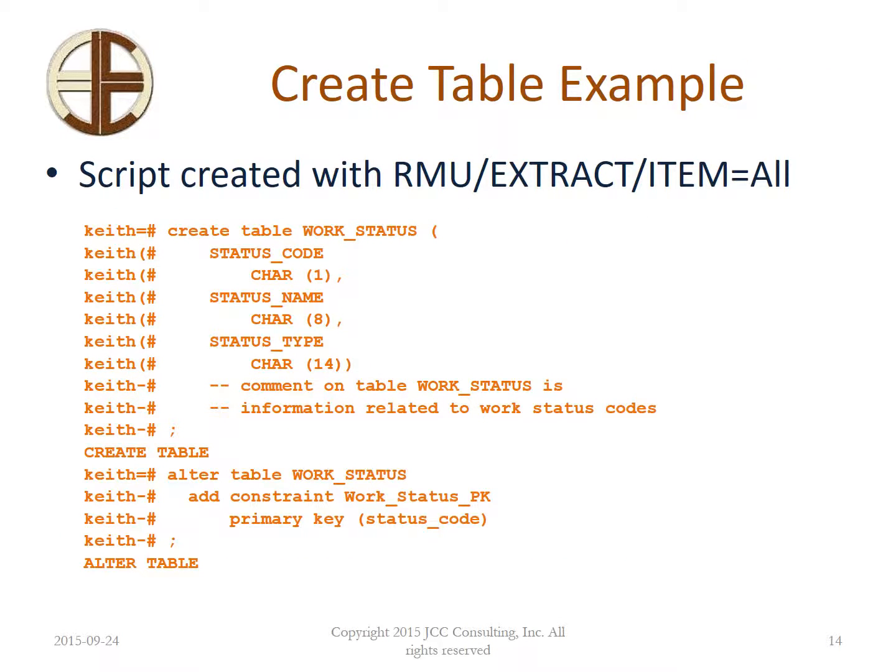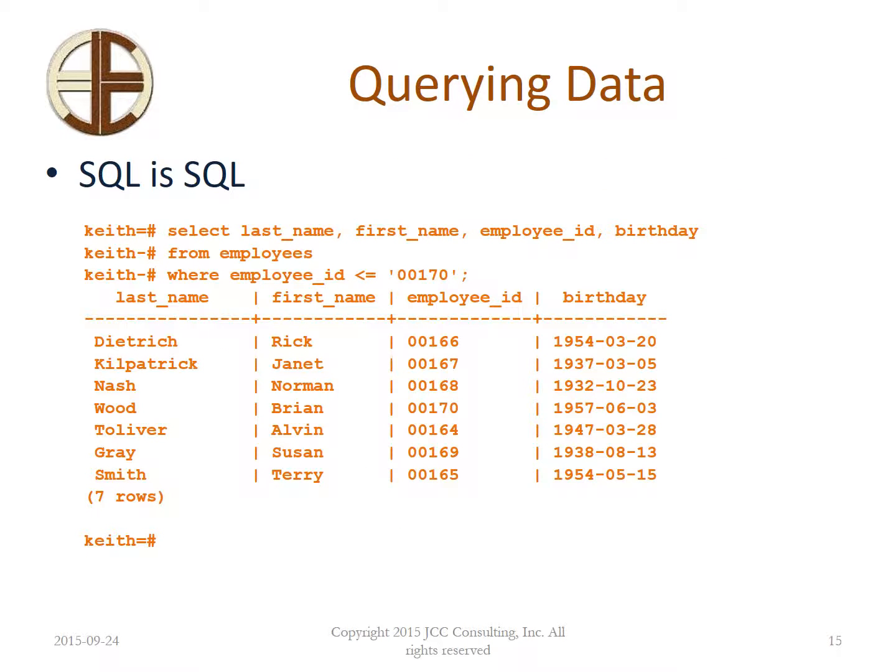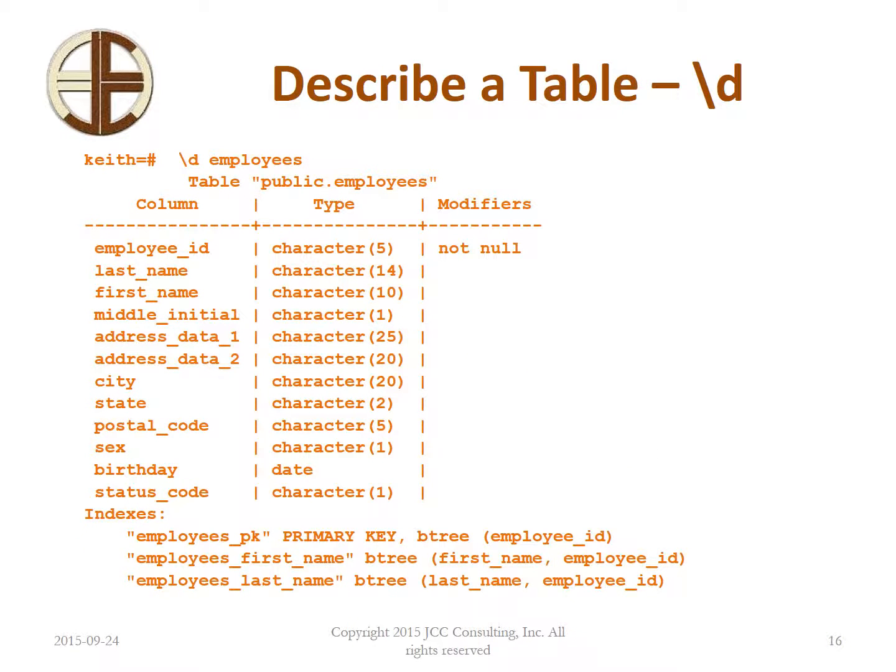So you can do a create table, and in this example, the create table and the add constraint were originally created with an RMU extract /item equals all from the source database. You can query the data with an SQL query that looks a lot like what you would do on RDB. To describe a table, you use a \d and the table name that shows you the columns and the data types and the indexes and keys.